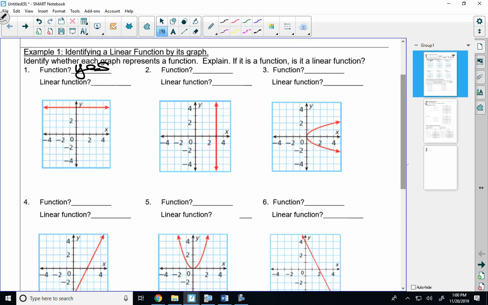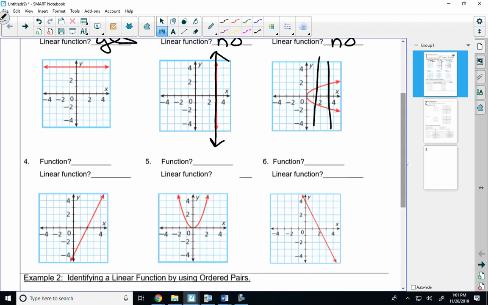Then the second question, is it a linear function? This is a line, so yes, it is. The next one, even though it's a line, wouldn't pass the vertical line test, so it's not a function. And if it's not a function, even though it's a line, it can't be a linear function because it has to be both a line and a function. So is it a linear function? The answer is no. Okay, next one, the vertical line test doesn't pass, so it's not a function, and also it's curved, so it's not a linear function.